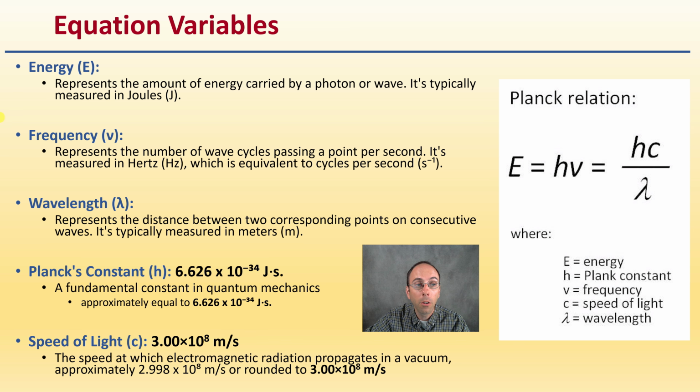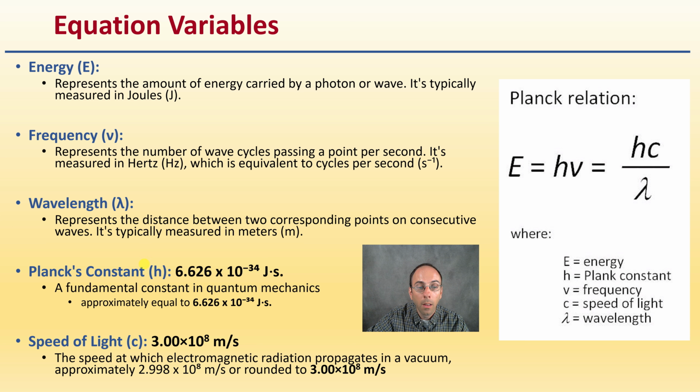E, again, stands for energy, the amount of energy carried by a photon or wave. It's typically measured in joules. Frequency, represented by this v, represents the number of wave cycles passing at a point per second. It's measured in Hertz, which is equivalent to cycles per second. Wavelength, represented by lambda, represents the distance between two corresponding points on consecutive waves, typically measured in meters or nanometers.